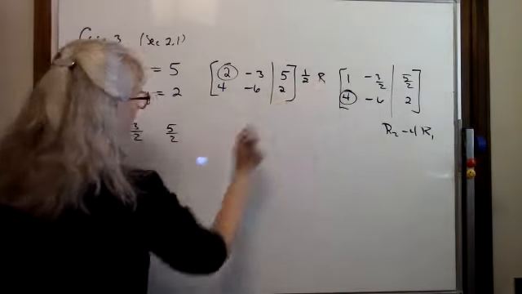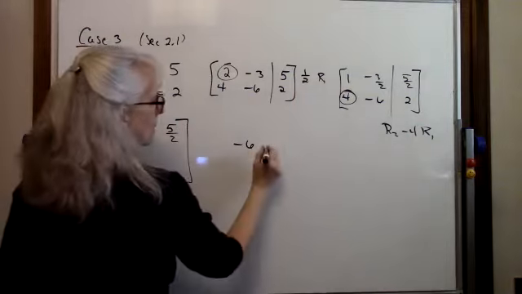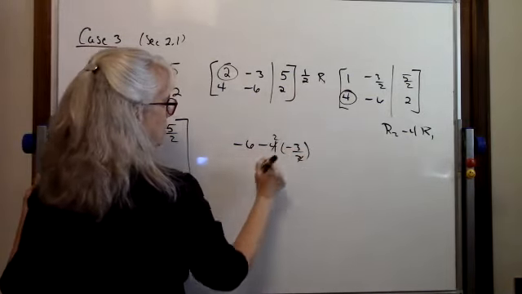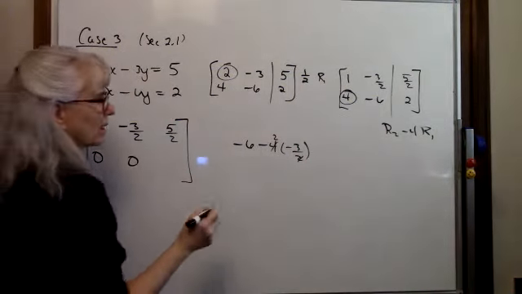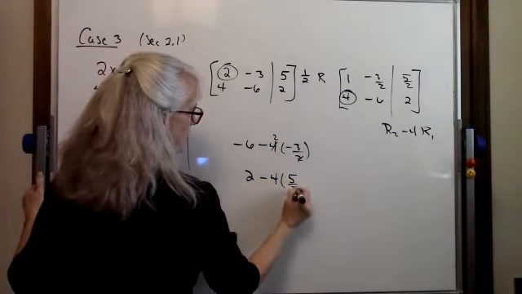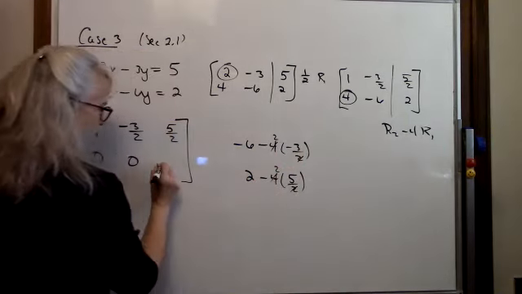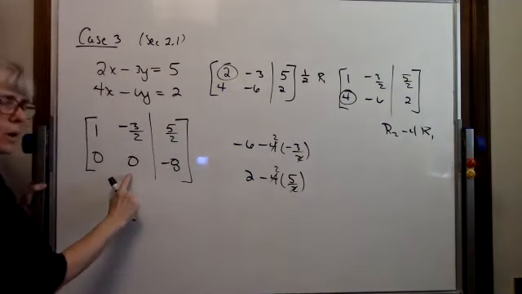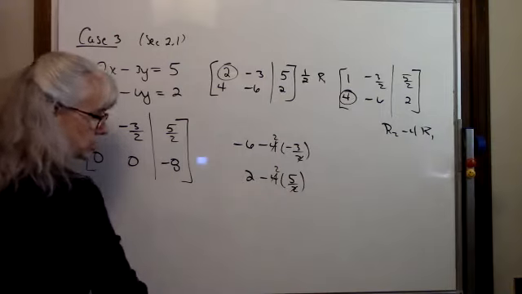Okay, so we have 4 minus 4, which is 0. We have negative 6 minus 4 times a negative 3 halves. That's going to make a positive 6, minus 6, which is 0, which we're kind of expecting. In the last spot, we have 2 minus 4 times 5 halves. That's 10. 2 minus 10 is a negative 8. And I can stop. There's no way I'm going to get a 1 right here without messing this up. I'm done as far as the matrix manipulation goes.